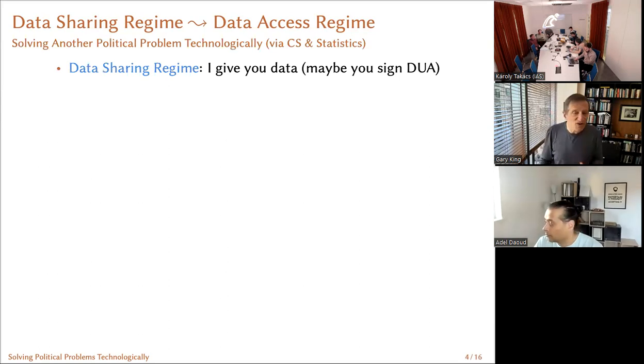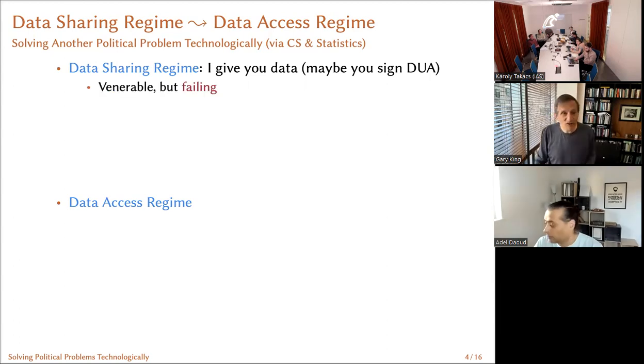So the data sharing regime is what we've been doing for a long time. You want data from me, you call me up, you say, I'd like your data. I say, here's my data. Or we put it in Dataverse and you download the data. Maybe you sign a data use agreement or something like that. That's the data sharing regime. It almost always works. It just doesn't always work, and there's no guarantee that it will work. Then there's a data access regime, which is this new thing that I'm going to describe.